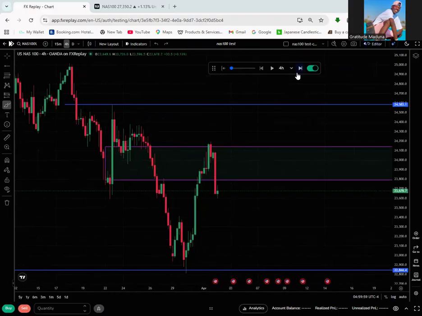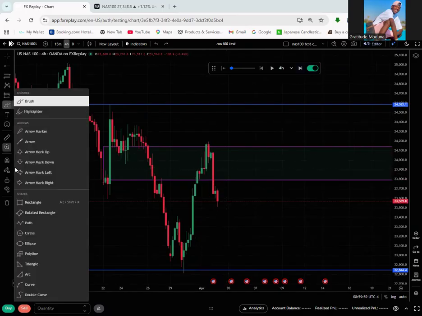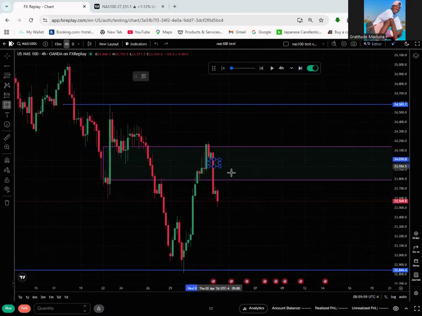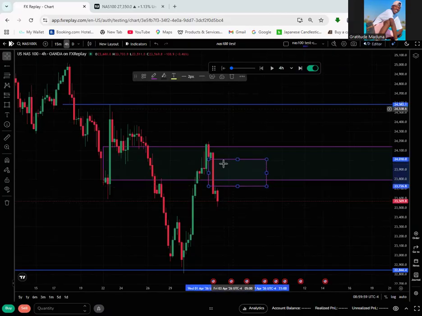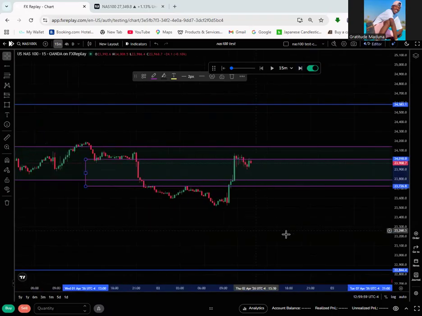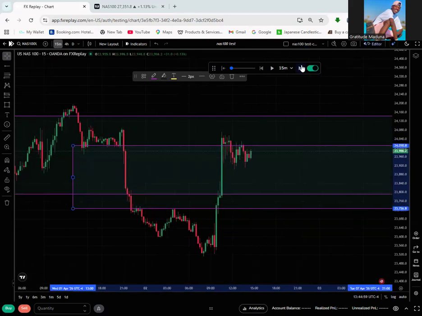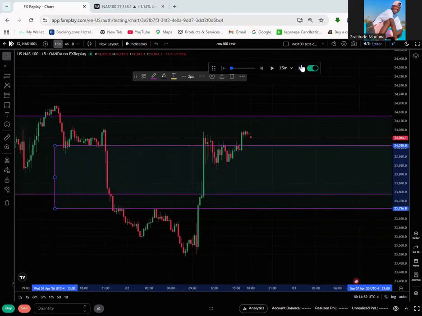Okay, so we're respecting the daily favorability gap. So I'm gonna mark my 4 hour favorability gap now. So when price comes into this, I'll go to my 15 minute to look for an entry. In the 15 minute now, will we find an entry or will it violate it? If we don't find an entry, we are gone on the setup.